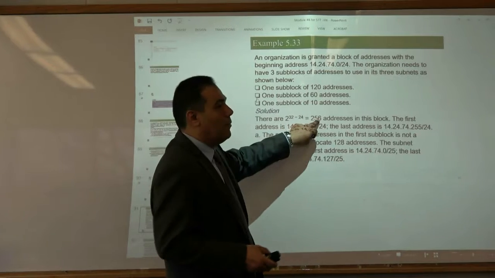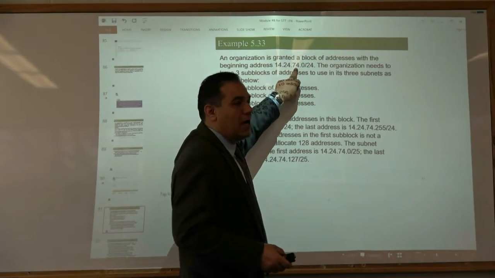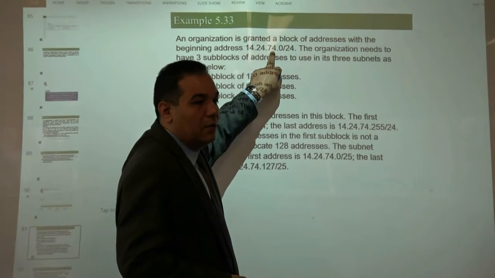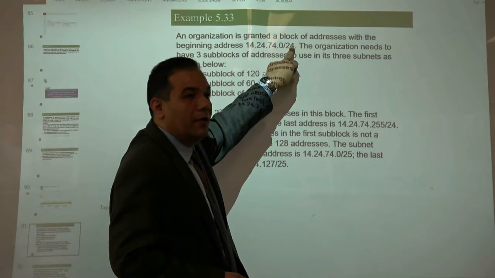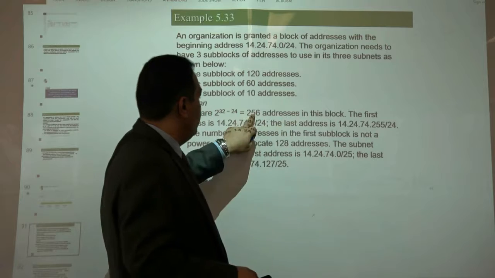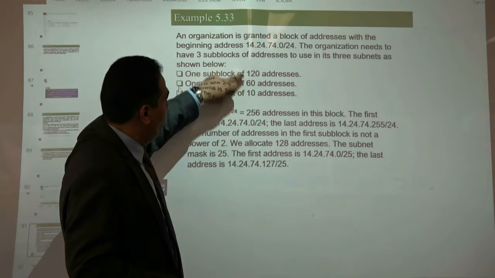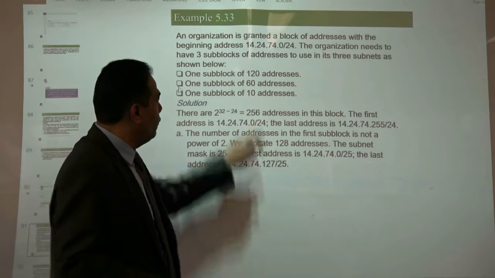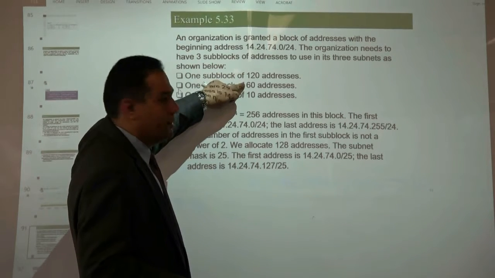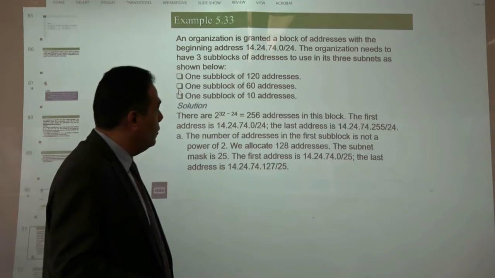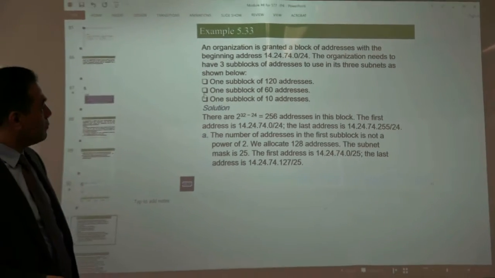So how many total? You are given this block. How many total IPs do you have? 2 to the power 8, right? Which is 256. So out of 256, you need 120, 60, 10. If you add them up, let's add them up. 120 plus 60? 180 plus 10? 190, okay?